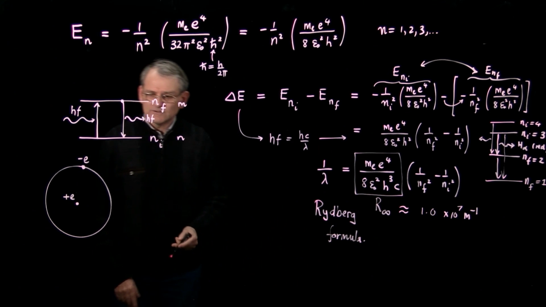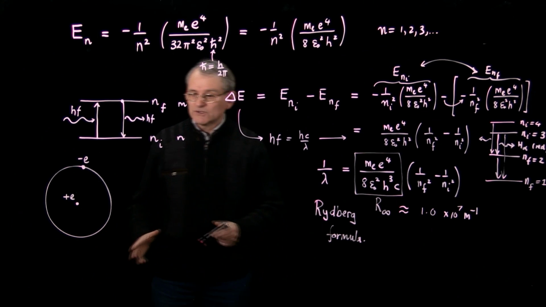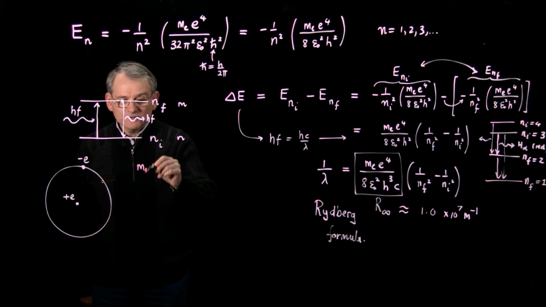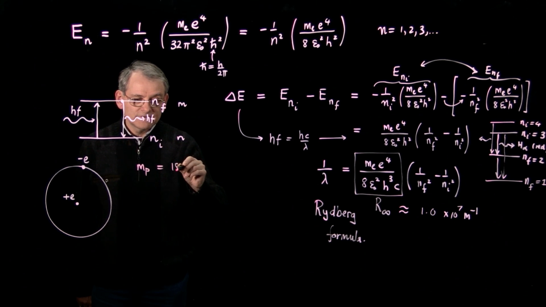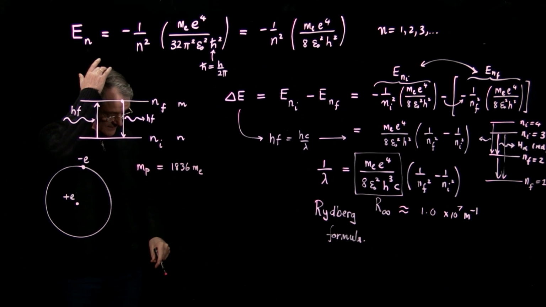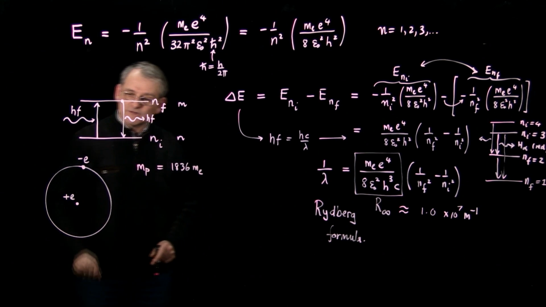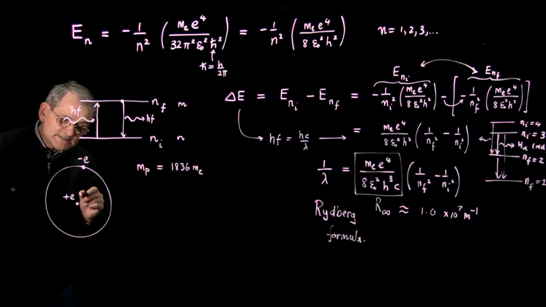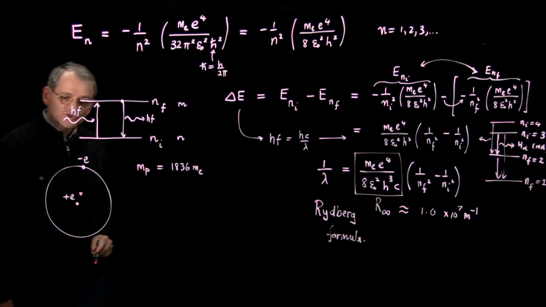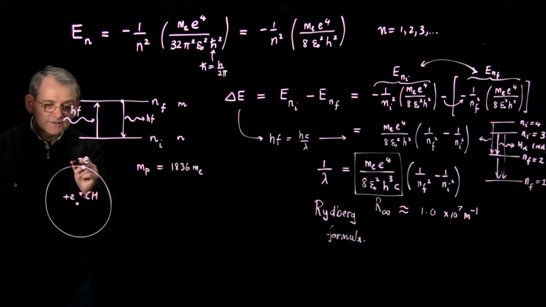Now, that doesn't sound particularly plausible. So let's have a look. The mass of the proton is actually 1,836 times the mass of the electron. We're talking about the rest masses here. So in fact, it's very much larger, but it's not infinite. So in fact, what happens is that the electron circulates about the center of mass, and so does the proton.